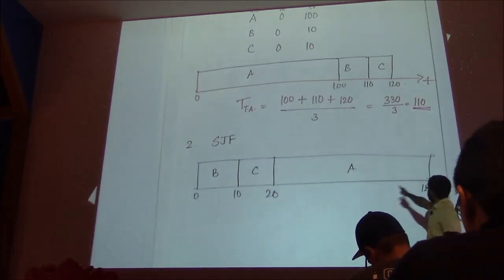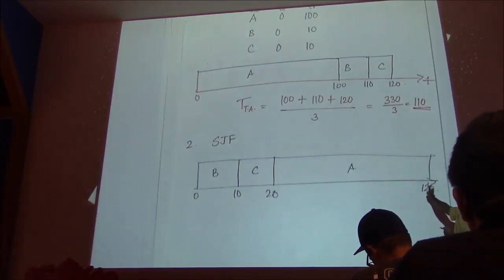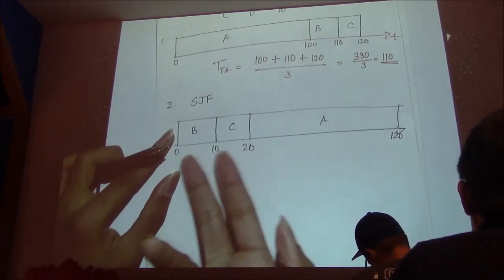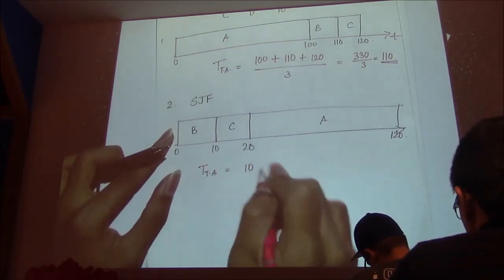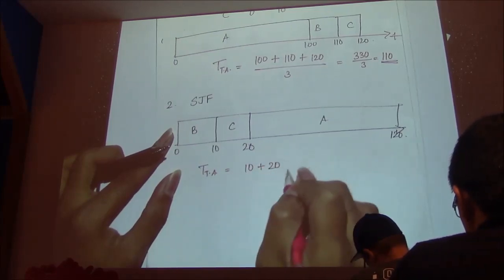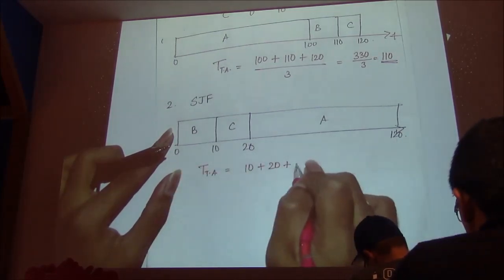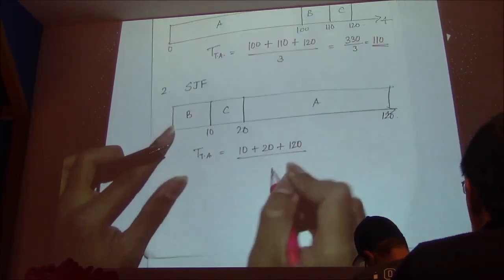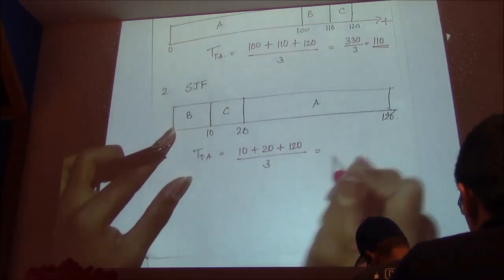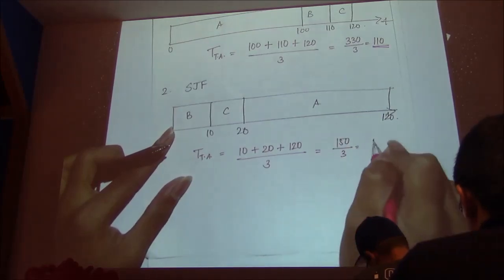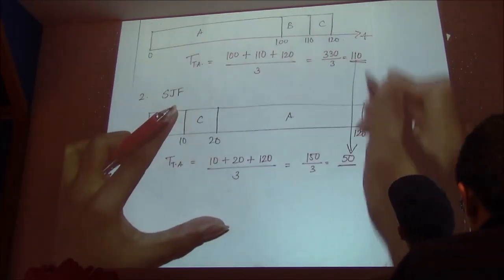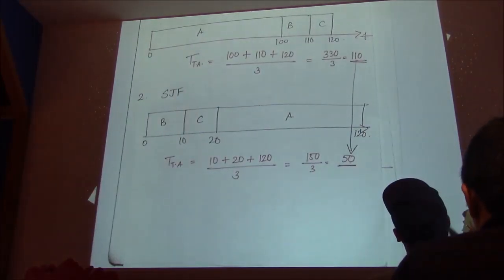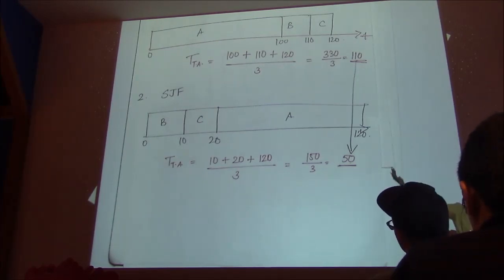Even though the total time it takes for the three jobs to complete still remains 120 seconds, we have reduced the turnaround time on average. The turnaround time is 10 for job B, 20 for job C, and 120 minus 0, so 120, for job A. So we have reduced the average turnaround time from 110 to 50 by just scheduling the shortest jobs first.